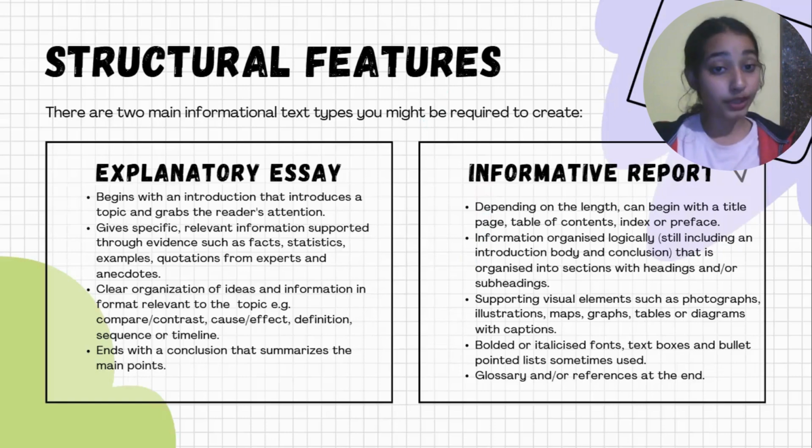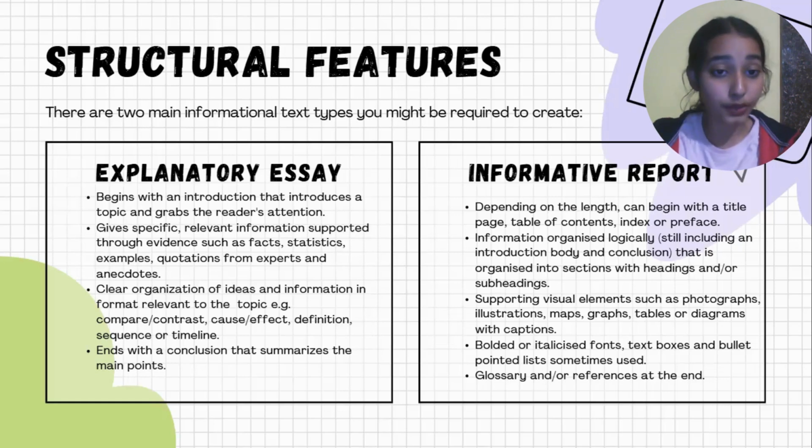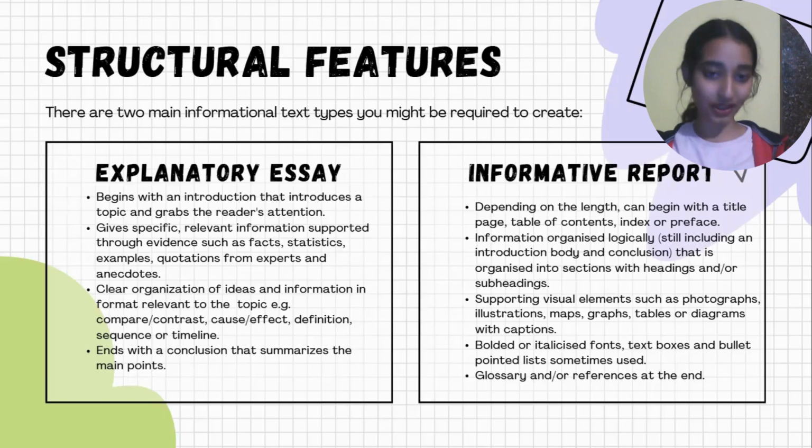You can put supporting visual elements like photographs, illustrations, maps, graphs, tables, diagrams with captions. Bolded or italicized fonts are also okay. You can change the font, you can put text boxes, bullet points, and sometimes you can use numbered lists, which are also very good. You can also put the glossary at the end because, if someone wants to check the vocabulary as well, it can help them a lot too.